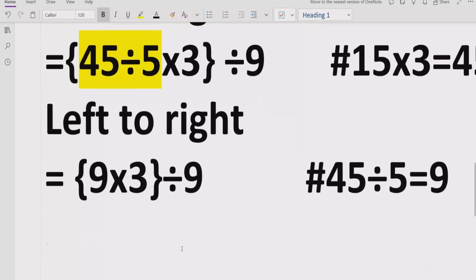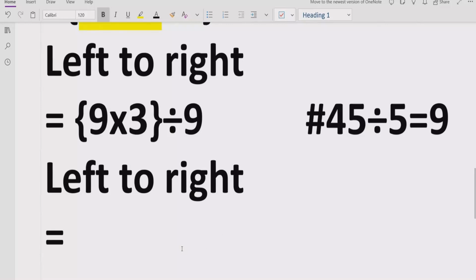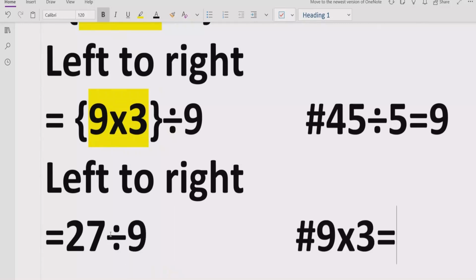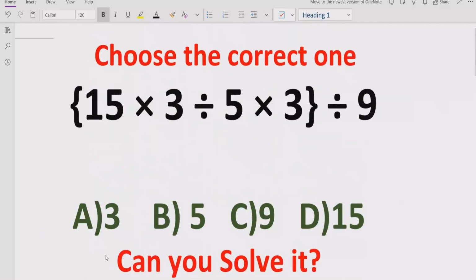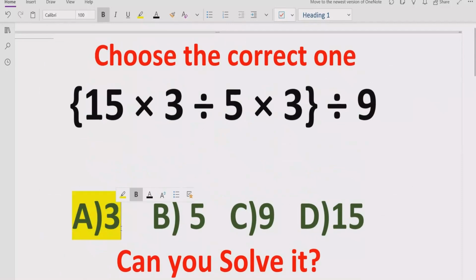Now move forward. Again, we have to go left to right and find out which is coming first. So now we have 9 multiplied by 3. We have to solve this one, which is equal to 27. And divided by 9, we have to write as it is. And here we have to give the reference 9 multiplied by 3 equals to 27. So we have here terms and 27 divided by 9. So we have to divide these terms and get the answer is 3. So the answer of the given expression is 3. If you see the answer list, answer A is the correct answer of this expression.